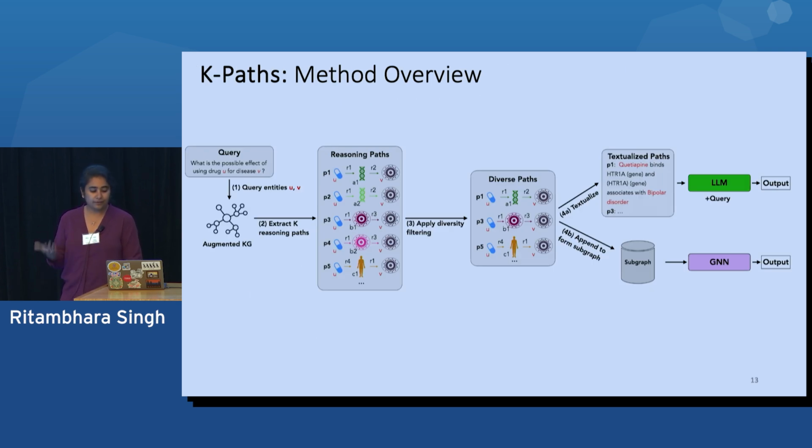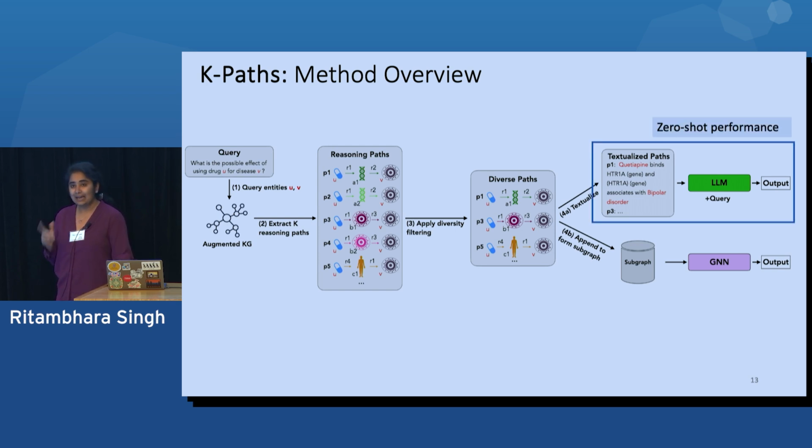And then with this, we feed it into our method K-paths. As you can see, it has multiple steps. And I'm going to walk over each component one by one, but I just want to highlight two things over here. K-paths has actually two advantages.